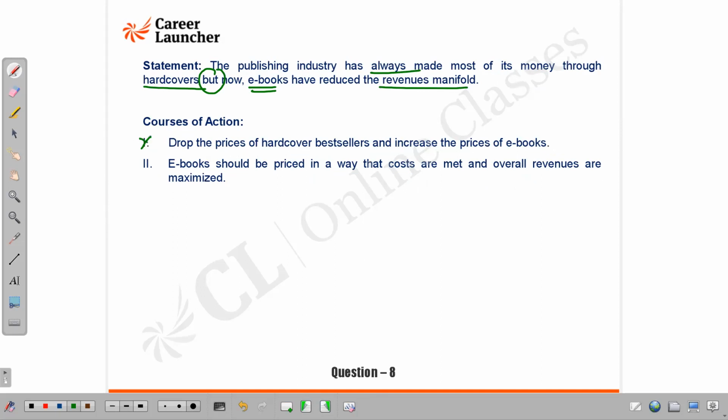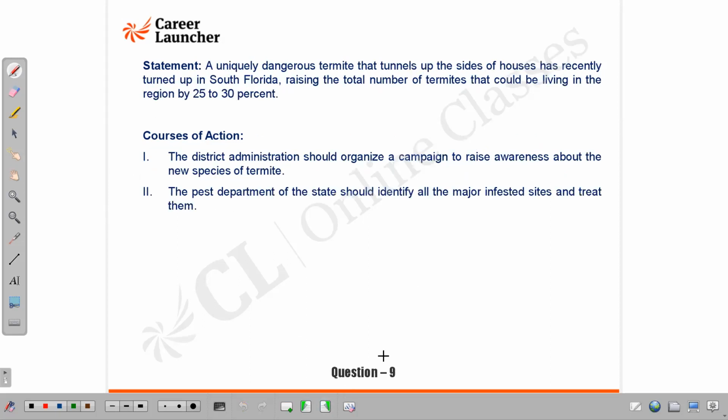Not a practical solution, because then people might not. This is not a practical way to boost your hardcover sale. Ebook should be priced in a way that costs are met and overall revenues are maximized. I think that is a more sensible and a more passive approach towards it. So fair enough, we'll accept B.